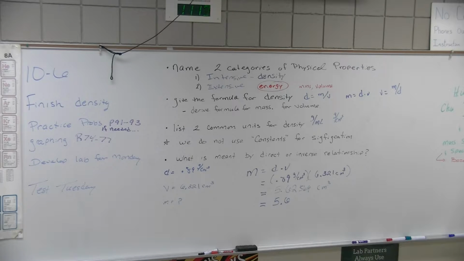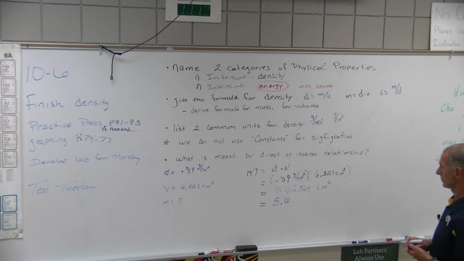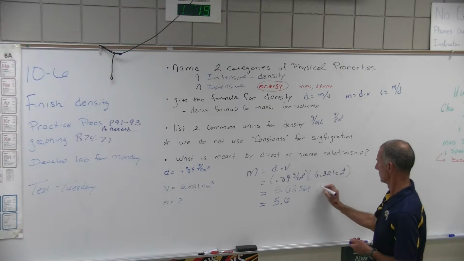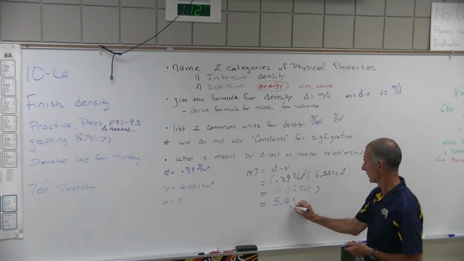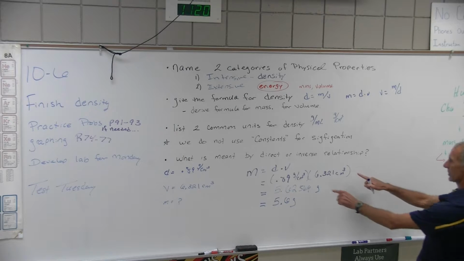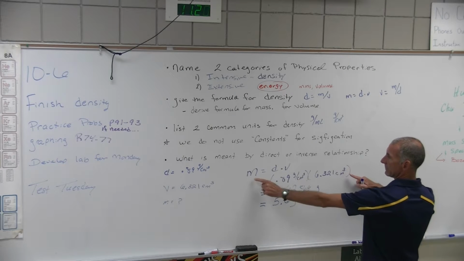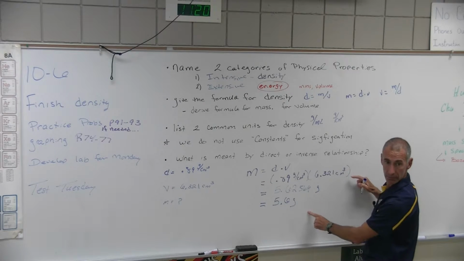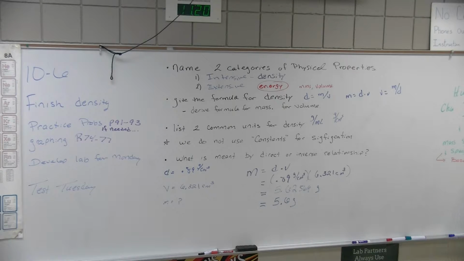5.6. Everybody agree with 5.6? Grams, everybody agree? So centimeters are going to cross cancel, and mass is measured in grams, so that's a good way to check. Good. Everybody agree with 5.6? Based on what we just talked about, 5.6 is the answer.